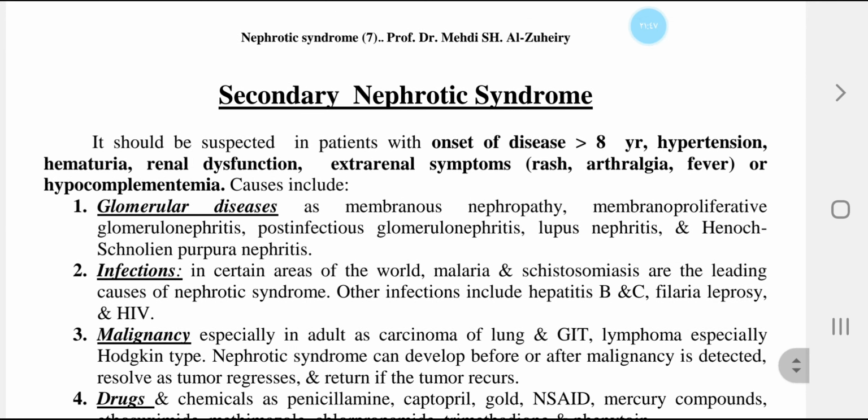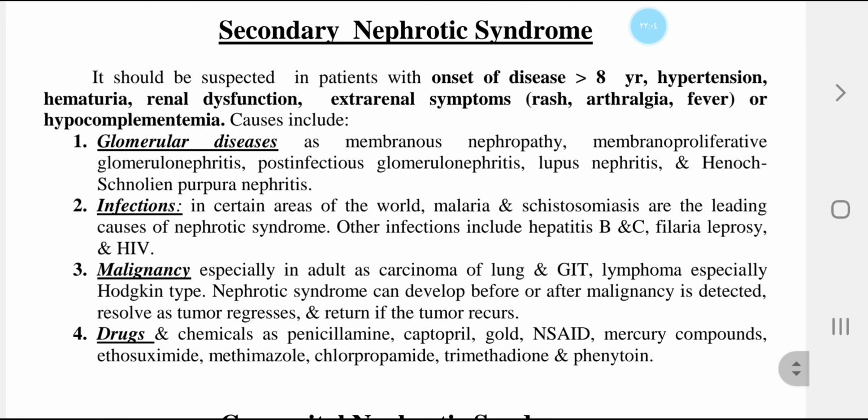Secondary nephrotic syndrome should be suspected in patients with onset of disease after 8 years, hypertension, hematuria, renal dysfunction, extrarenal symptoms like rash, arthralgia, fever, or hypocomplementemia. Causes include: 1. Glomerular disease such as membranous nephropathy, membranoproliferative glomerulonephritis, post-infectious glomerulonephritis, lupus nephritis, and Henoch-Schönlein purpura.